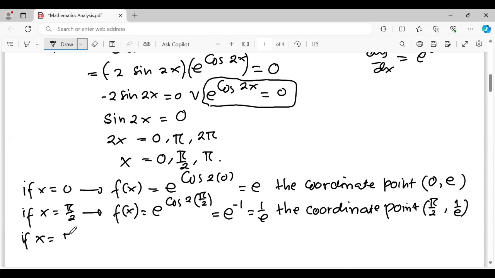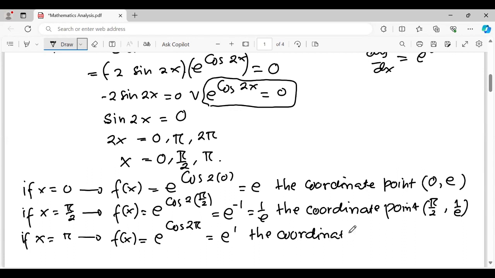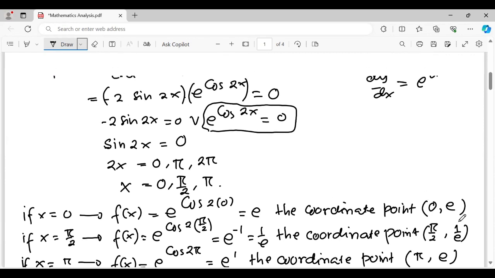If x equals pi, f(x) equals e power cosine 2 pi. So it is e power 1 because cosine 2 pi equals 1. So the coordinate point is pi, comma e. Yeah, so there are 3 coordinate points.